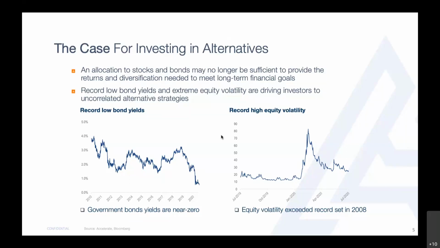Then on the equity side, we just went through a pretty violent period of tremendous equity volatility in Q1 2020. The coronavirus pandemic engulfed the world and caused a market panic. We had the fastest equity bear market of all time, peak to trough. We had record equity market volatility with the VIX hitting 85 for the first time ever, exceeding the previous record set in the great financial crisis of 2008. So record low bond yields, record high equity volatility, and super high equity valuations have investors looking at and considering adding alternatives to their portfolio.